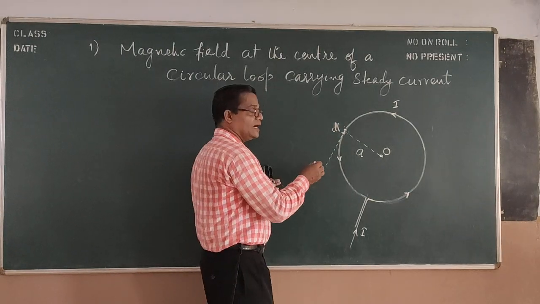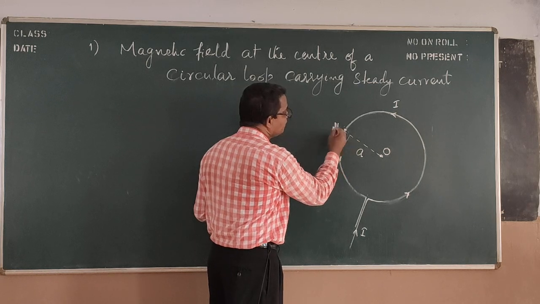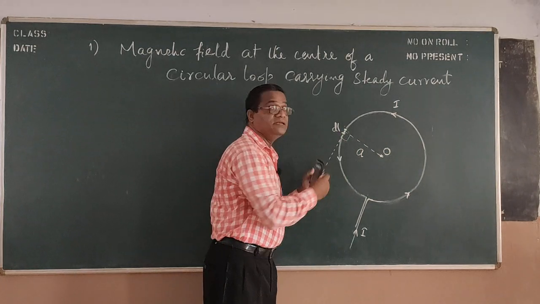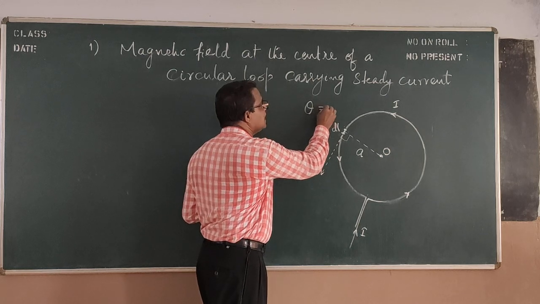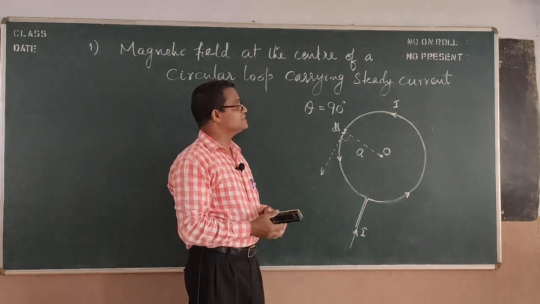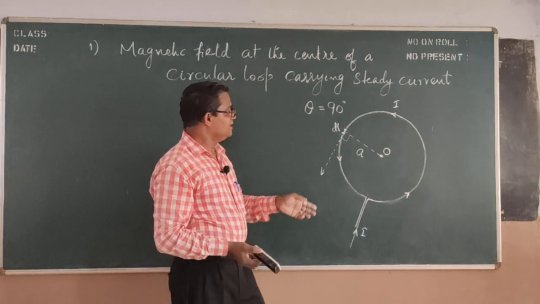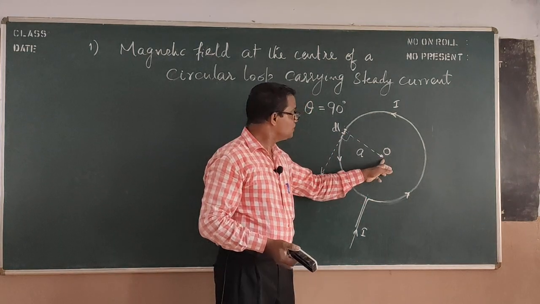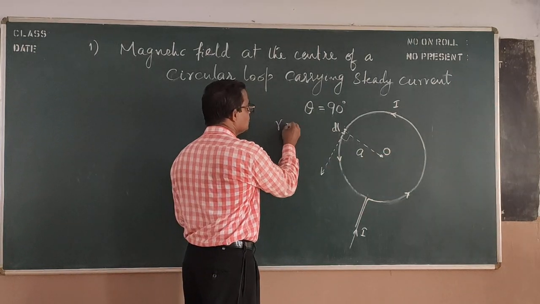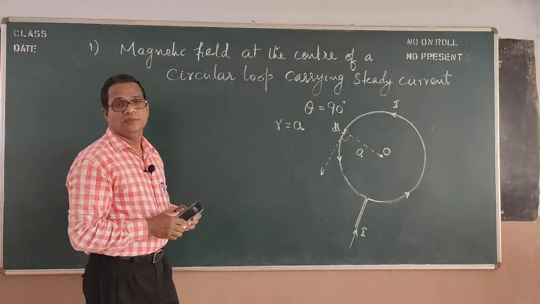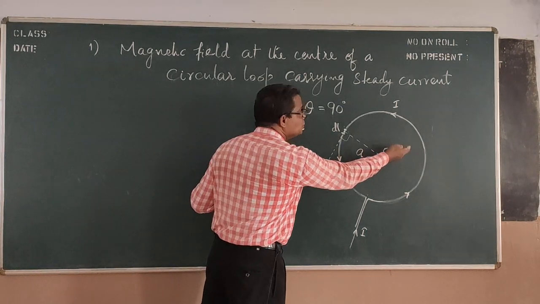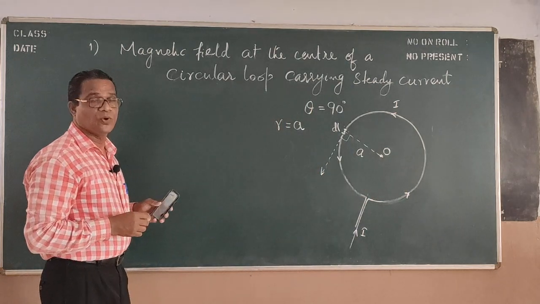Now another point to be noted is that the angle between the direction of flow of current in the dl and the line joining the point is found to be exactly 90 degrees. That means here the angle theta is always 90 degrees wherever you consider the length element dl over the circular loop. And the distance from the length element to the point also remains the same throughout. That means r equal to a throughout. Alright. Therefore, how to find the total field at this point due to the whole circle? Using Biot-Savart law.